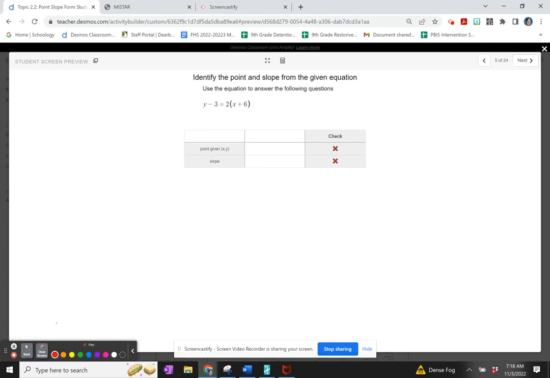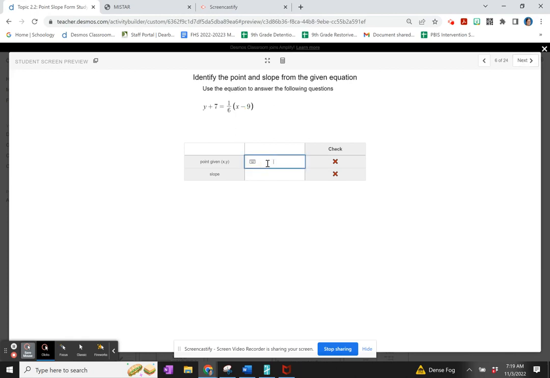Now for this part, remember what you just got done with matching. It's the opposite of what you see. And then I see a -3, so it's a positive, and then my slope is just 2. So let's make sure that the coding is correct. You do have to use parentheses for this. All right. Same thing with here. I see a -9, so it's really a +9, and I see a +7. And then the slope is 1/6.